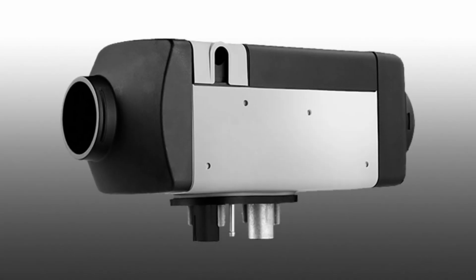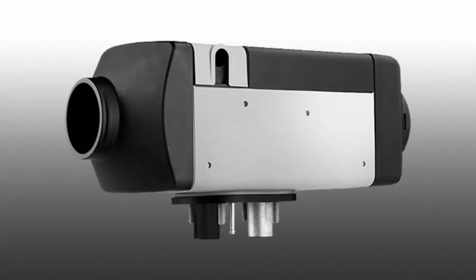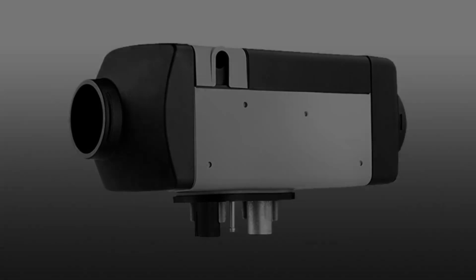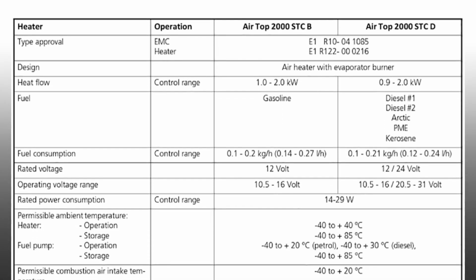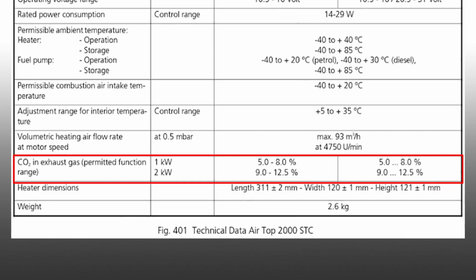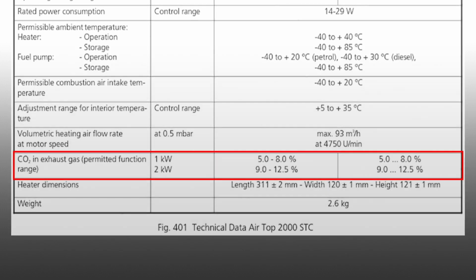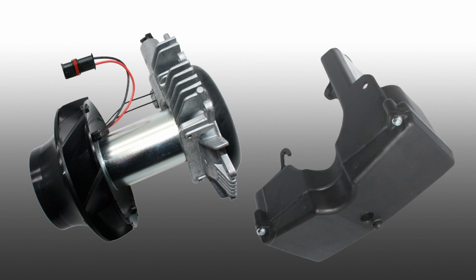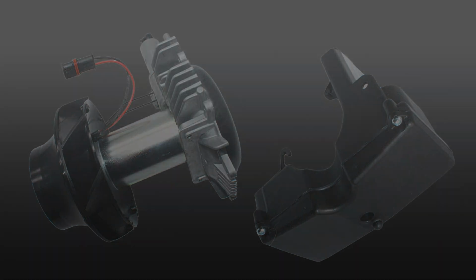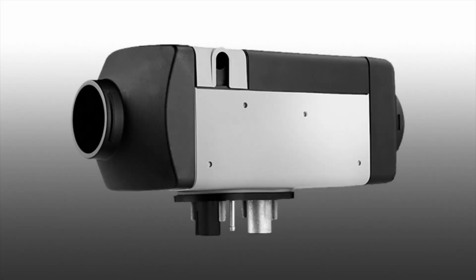Before we get into how to adjust the heater's CO2 output, it's a good idea to cover a few basics. First, in order to adjust the CO2 output of a heater, you must use an exhaust gas analyzer. And second, the CO2 has been set at the factory to work within the specifications outlined in our literature. The CO2 needs to be checked and possibly adjusted after any components have been replaced during service, as an example, the combustion air fan or the control module. Now let's get to it.